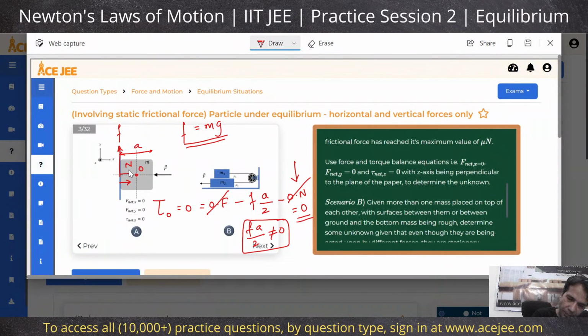Okay? Shall we, beta, clear? Now the normal force is trying to rotate it like this, while the frictional force is trying to rotate it like this. So now they will cancel each other's torque. Is that clear, beta? Chavi?